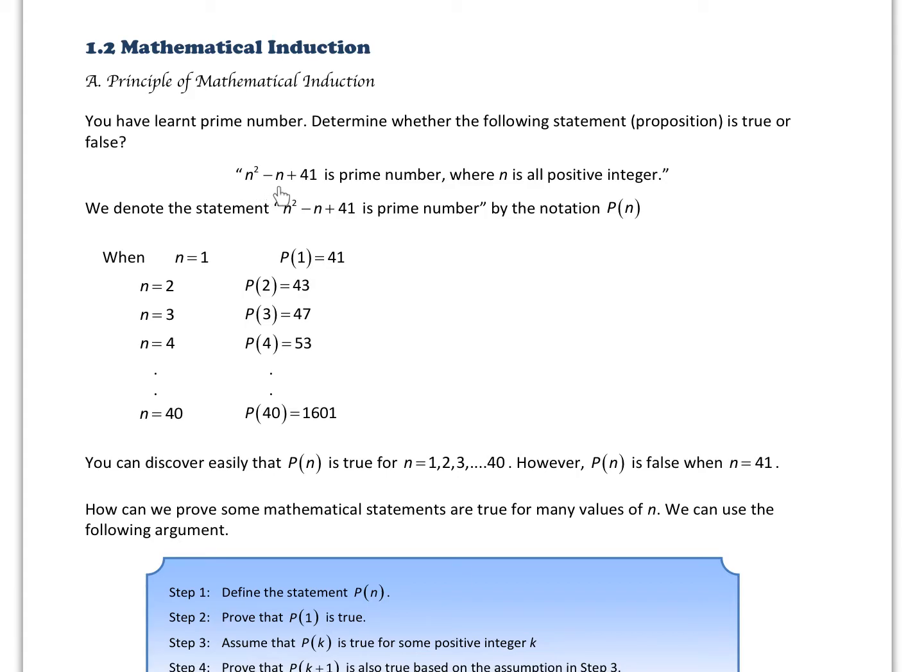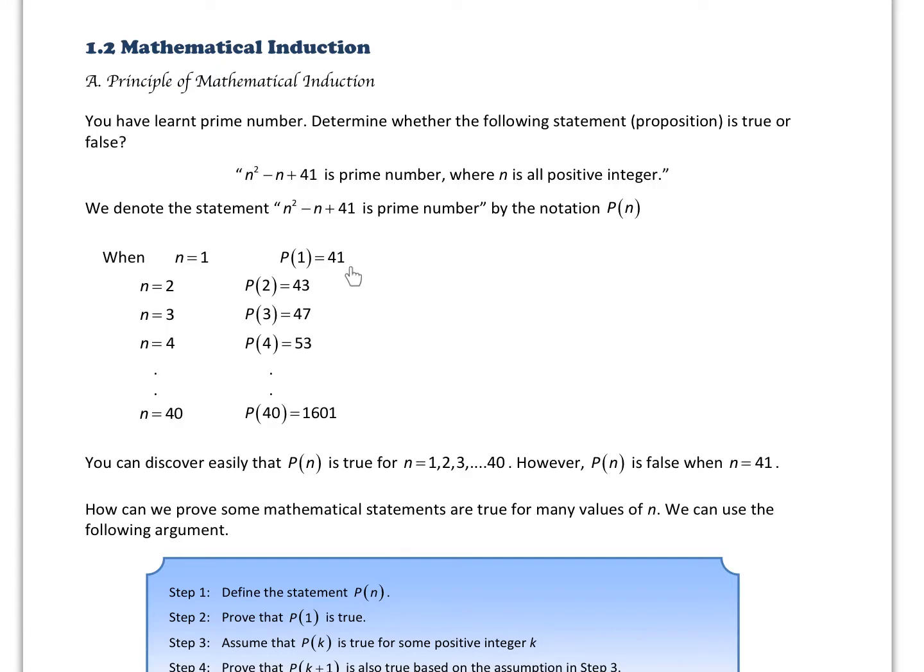Now, I have one of the statements: n squared minus n plus 41 is a prime number, where n is all positive integers. How can I prove this statement is true? Can I use the following method to prove this statement is true? For example, I try to solve it till n is equal to 1. The value is equal to 41.